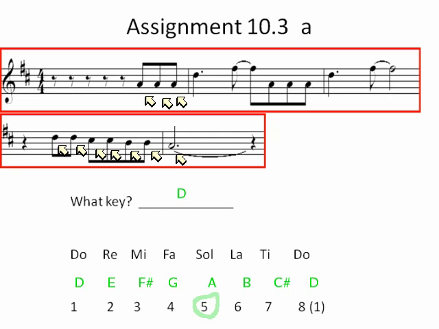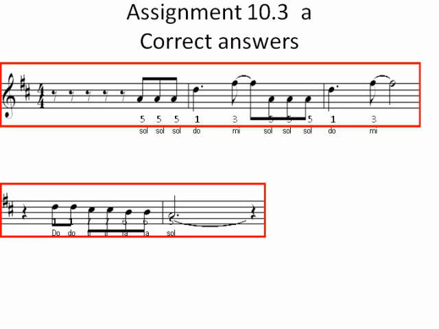5, 5, 5, 1, 3. 1, 1, 7, 7, 6, 6, 5, and that's what that sounds like, if that sounds like a melody that you would recognize. Or so, so, so, do, me. Okay, so that's simple to do.